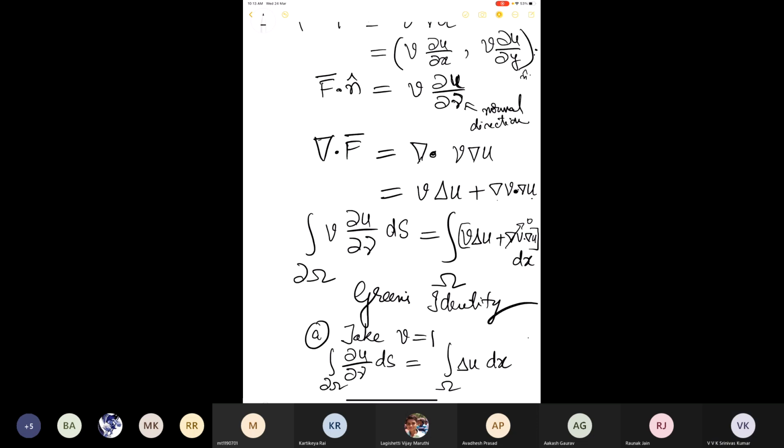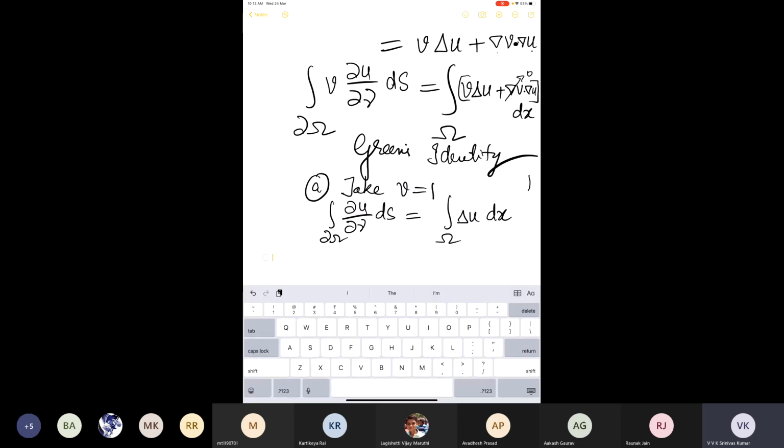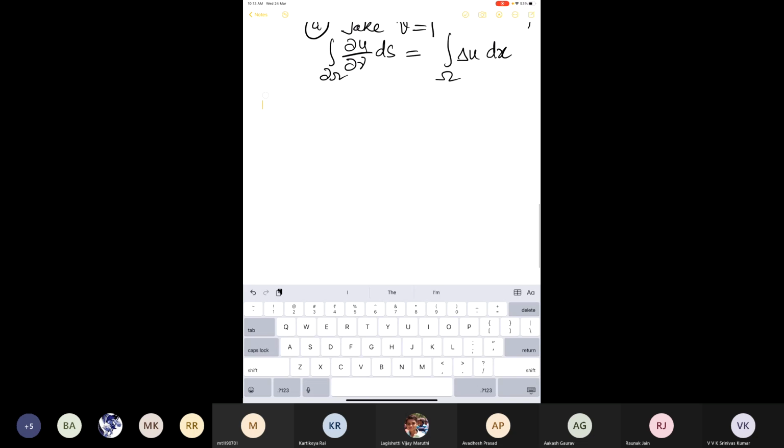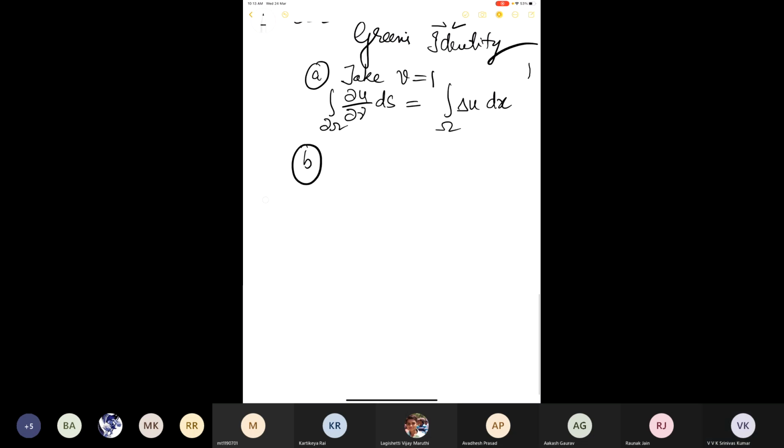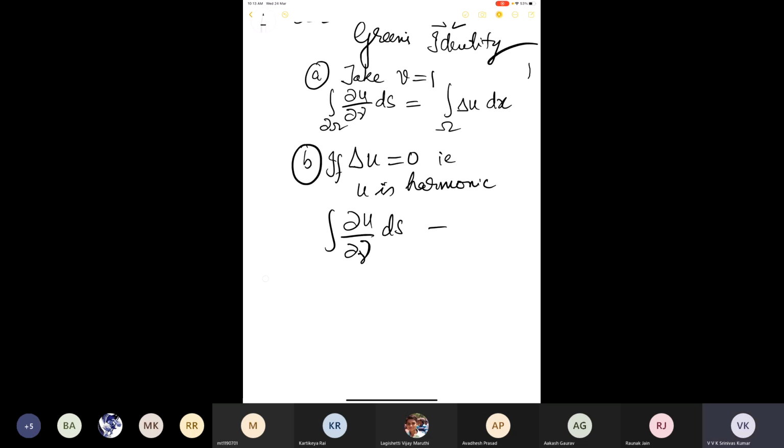And the B part, for harmonic functions: if Laplacian of u is equal to 0, that is, u is harmonic, then the right hand side is 0. So the integral of del u del nu ds is equal to 0 on the boundary. So these are the particular consequences of Green's identities.